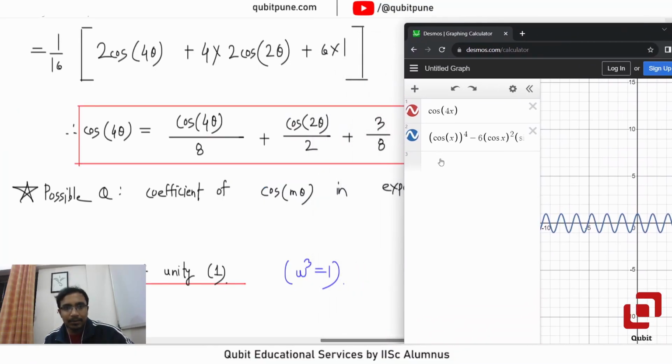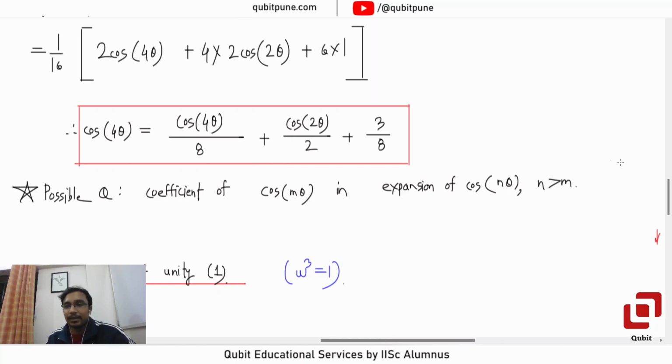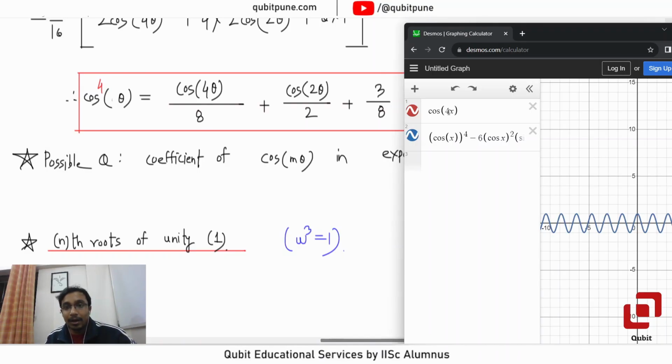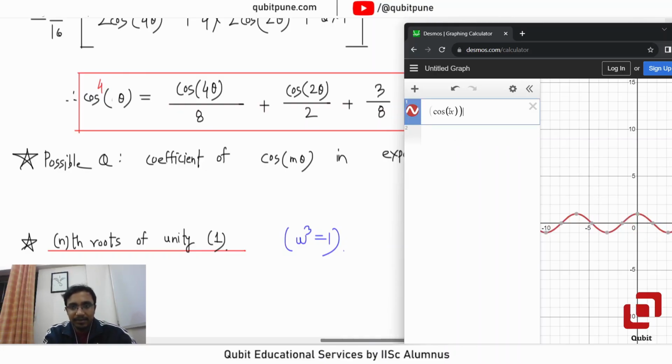Okay, cos 4 theta's graph. Oh, sorry, I think I made a mistake. It's cos raised to 4 theta. Sorry. Cos raised to 4 theta. But I'm saying cos raised to n. Okay, yes. Let me delete this. This is the 4th power of cos x.